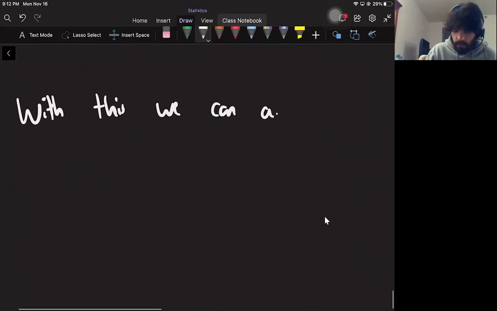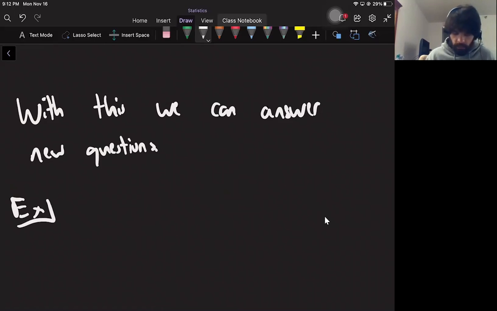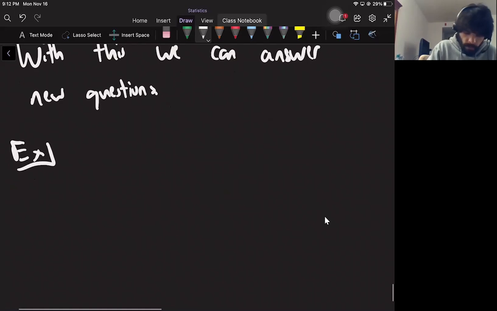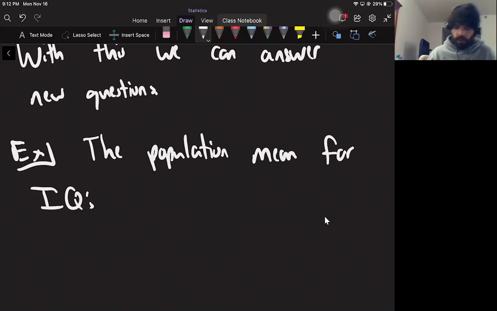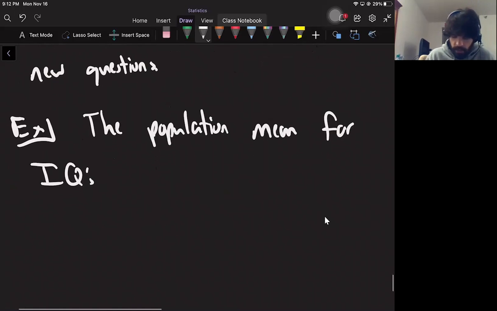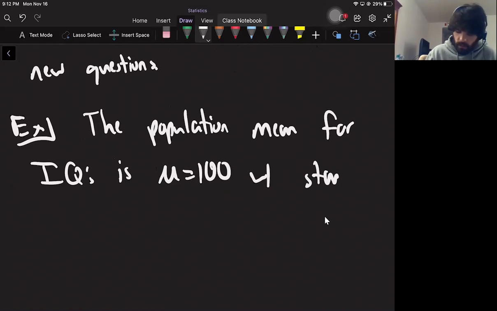With this, we can answer new types of questions that seem very similar to questions we've already answered. So here's an example that will seem familiar. The population mean for IQs, so this is saying that the average IQ of the entire population is 100, and the standard deviation is 15.